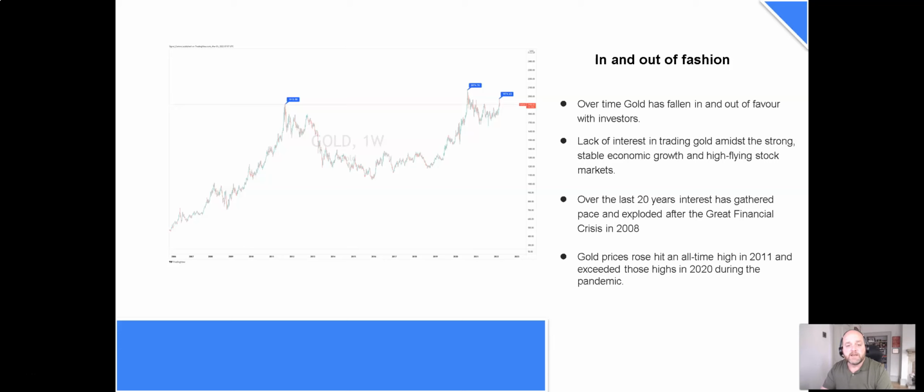Interest in gold grew steadily through the 2000s before exploding with the great financial crisis in 2008. Gold price rose in sympathy, hitting an all-time high initially in 2011 around $1,900 before the all-time high was put in place in 2020, after we saw the pandemic rock the world. Even in recent times, the Russia-Ukraine crisis has resulted in gold moving higher to previous highs around $1,975.